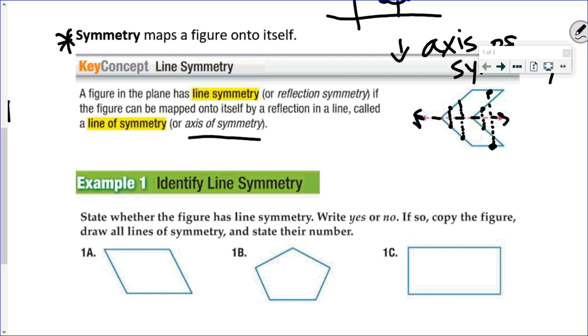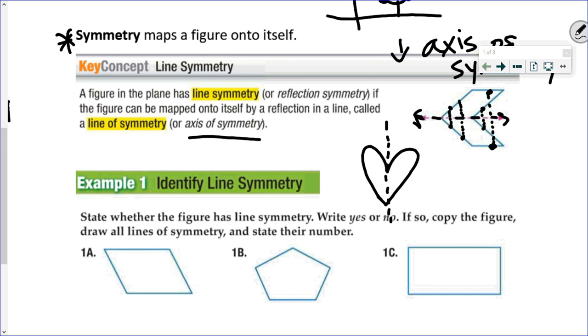Another really good example: Valentine's Day. You guys pass out Valentine's cards. If you had a heart, think about having a heart card in your hands here. Certainly, if you took this heart card and folded it right through here, you would see that the card has symmetry. If you fold it over, it has line symmetry. So that's another really good example.